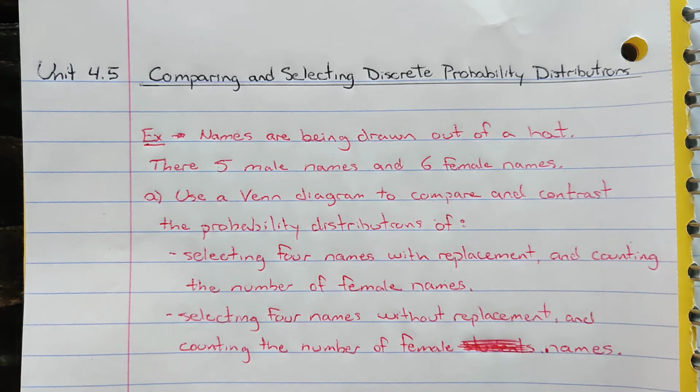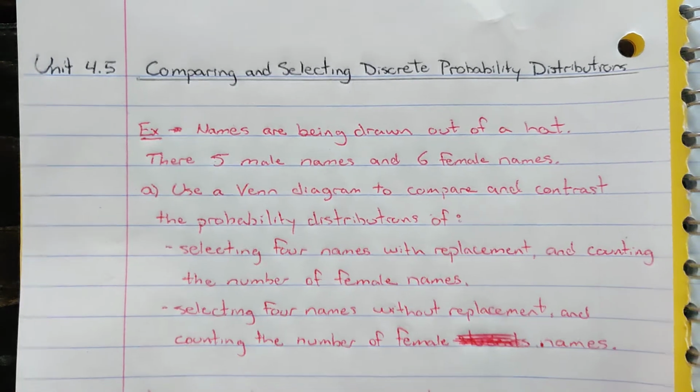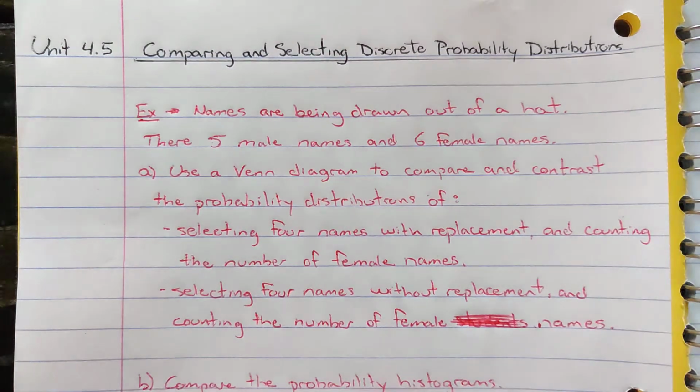In the second case, we're drawing 4 names without replacement and counting the number of female names. So draw a name, hold that name, draw another name, and another, and another. Then we have all 4 names, and we can check how many of them are female. If we want to compare the probability histograms, I have a little chart set up here.